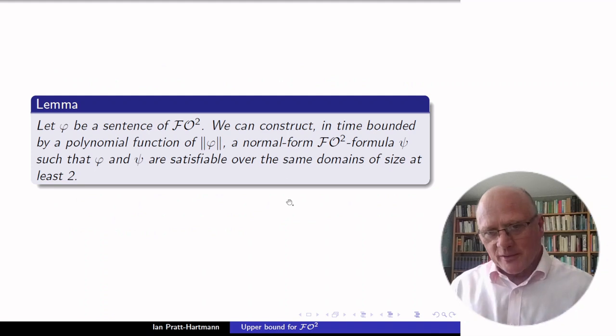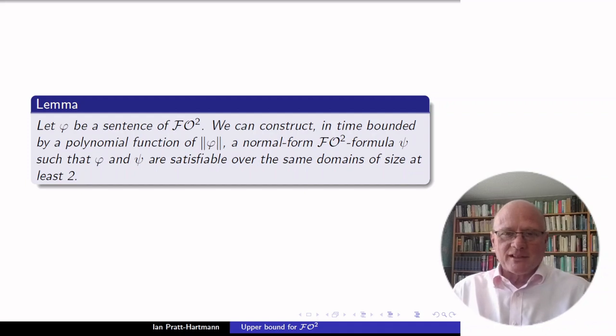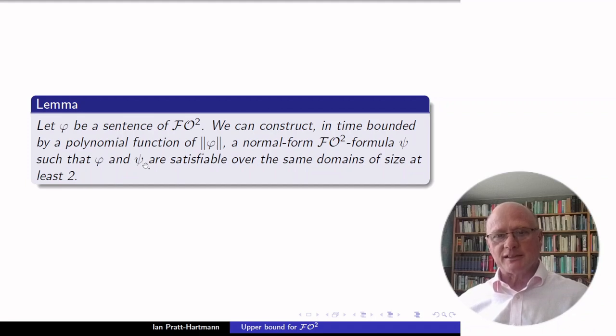We have the following very important lemma. This is a lemma of a kind that is very widespread in the study of fragments of first-order logic. Let phi be a sentence of the two-variable fragment. It turns out that we can construct, in polynomial time, a formula psi of the FO2, the two-variable fragment, such that psi is in normal form. It has the shape shown on the previous slide, and such that phi and psi are satisfiable over the same domains of size at least 2.